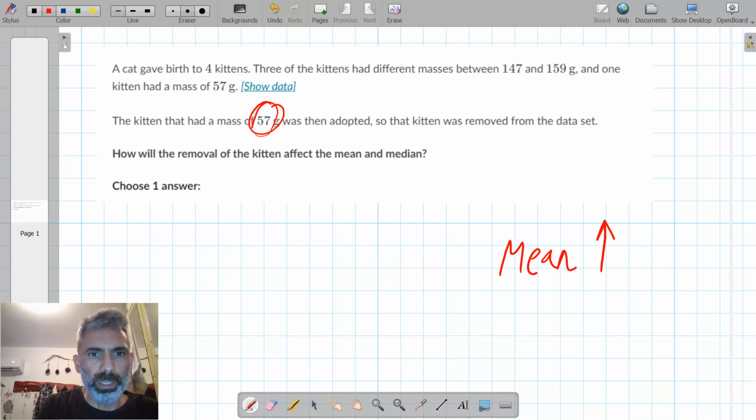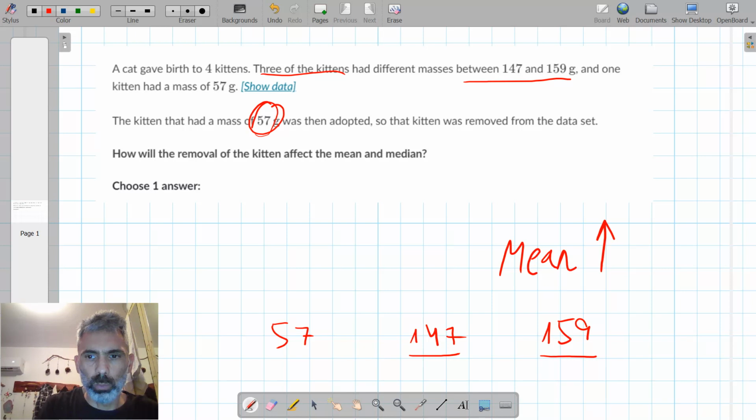As for the median, let's say that we have 57 here and we have 147 and 159, and we have 3 kittens between 147 and 159. Let's say, just for example, that the third kitten has a mass of 149.